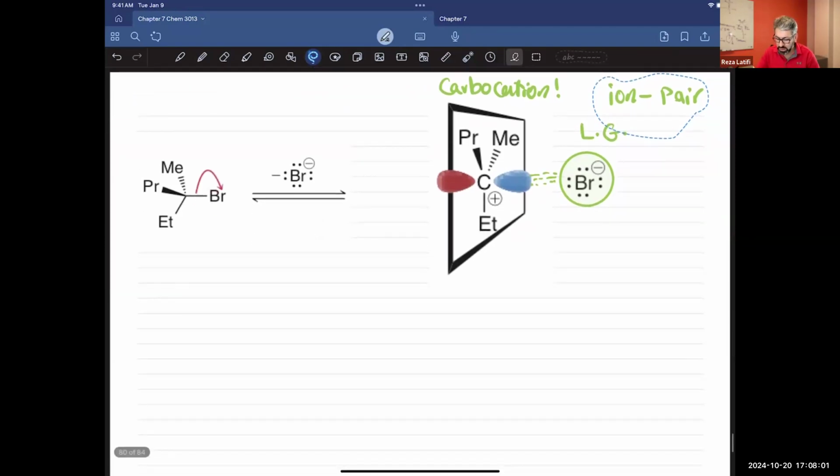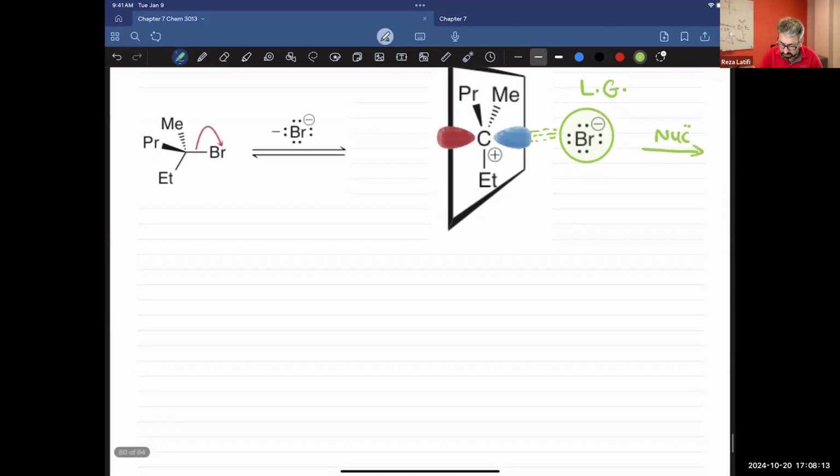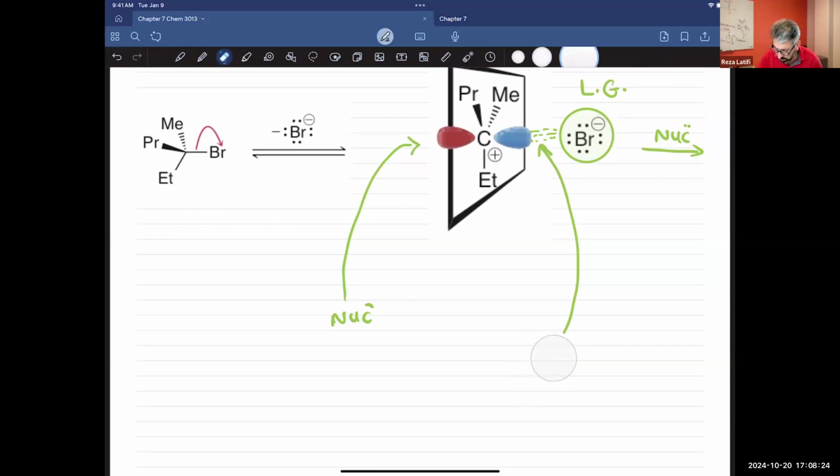Now introduce the nucleophile. The next step, we're supposed to add the nucleophile. And the question is, which side is more accessible? The nucleophile can reach from this side, or it can reach it from here. So again, nucleophile. Let's call this one 1 and this one 2.